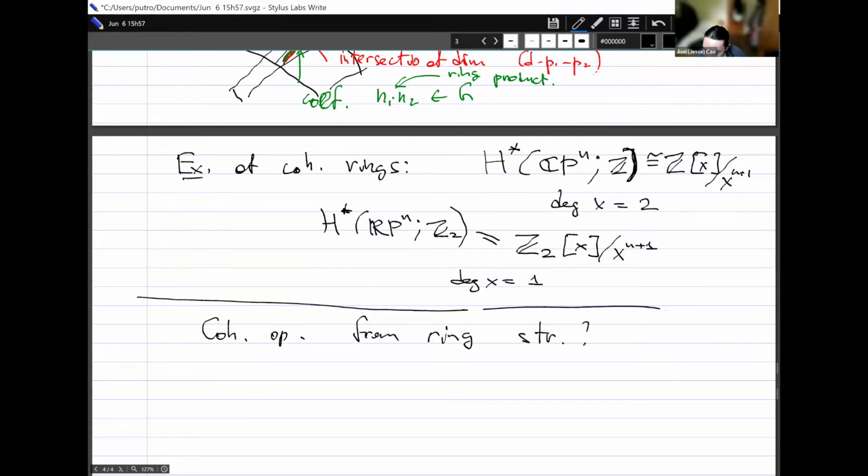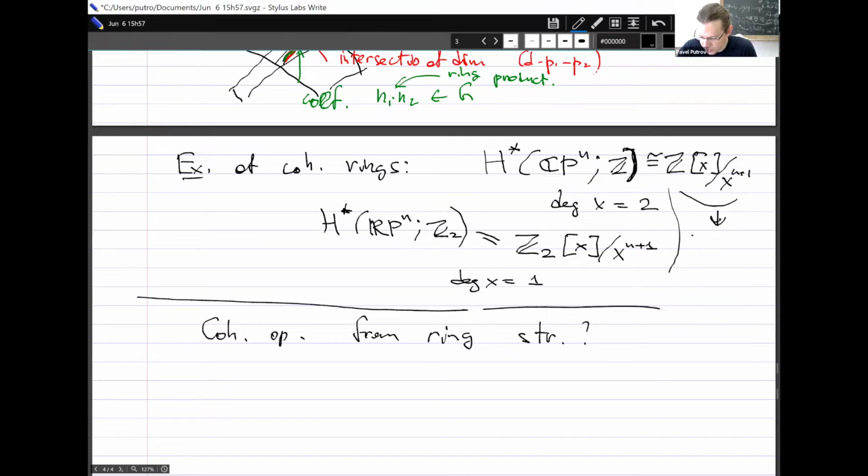Sorry, someone asked in the chat box a clarification question. Do you mean by this notation 1 plus x? Well, not really. By this notation, I mean, they are kind of generic. So how does the element here look like?